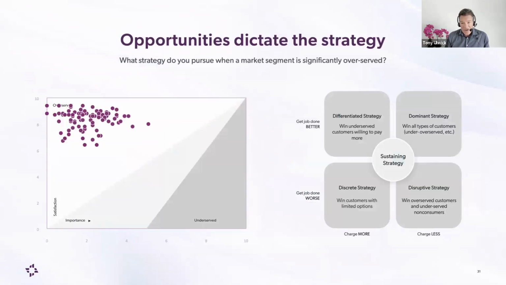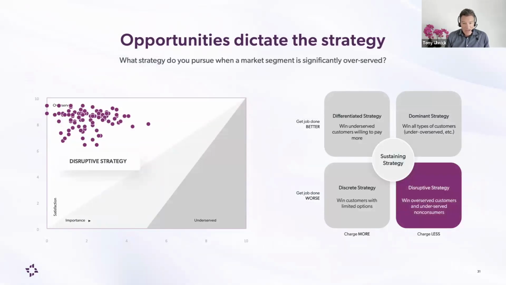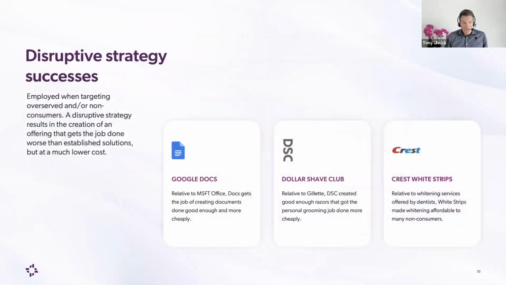This one looks pretty obvious. What strategy would you pursue here? Well, this would be a disruptive strategy. You have a group of people that are highly overserved. So they're not looking for improvements in the product. They're just looking for cost reduction, right? That would be the right strategy in that situation. We see a lot of disruptive strategy successes over the years. Google Docs, Dollar Shave Club, Crest White Strips, which I really like as an example, moving from having to go to the dentist to get your teeth whitened for three, four, $500. You can just get your own white strips and do it yourself at home, which brought many more non-consumers into the marketplace.